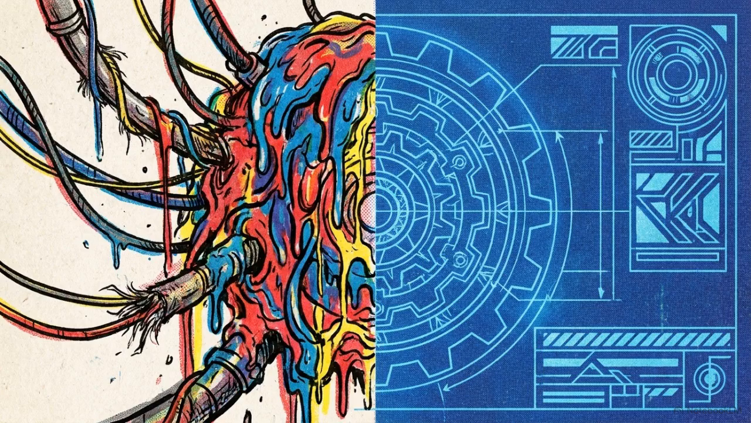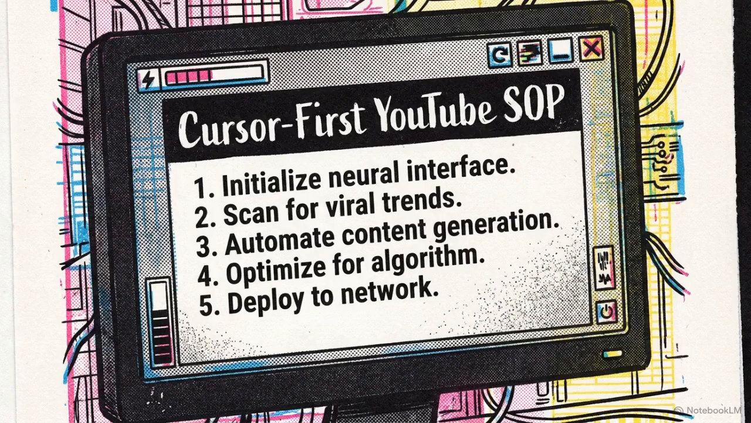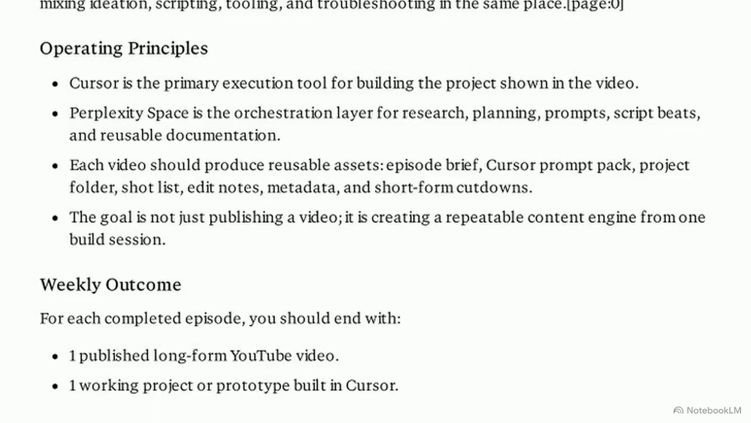Treating an AI-assisted build like a spontaneous art project practically guarantees a failed video. You need structure. To fix this, you need a strict operational framework. Think of it as a Cursor-First YouTube SOP. This checklist defines our exact targets.